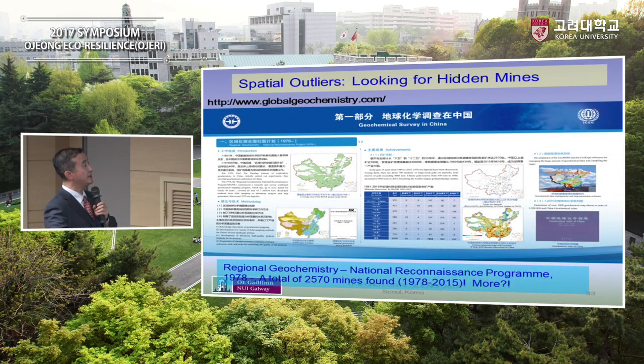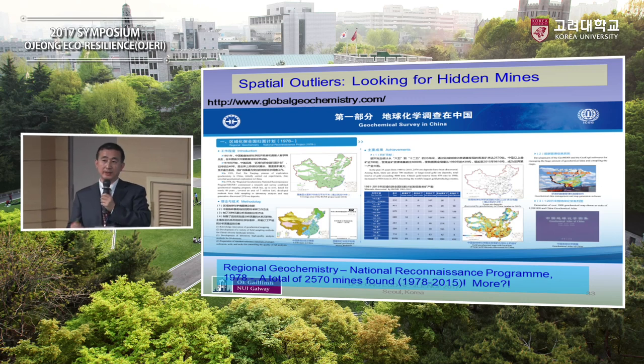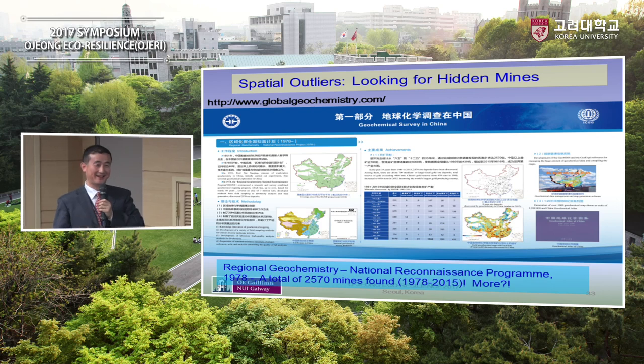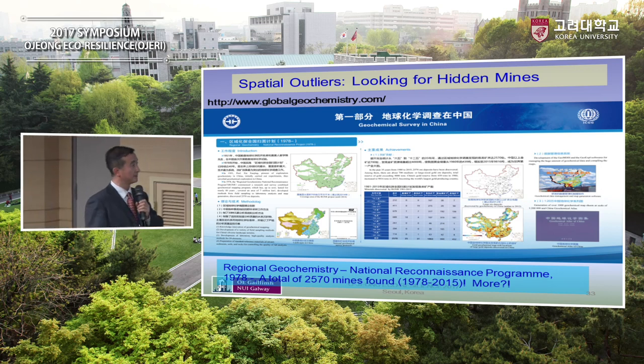And this idea can be used to find mining sites. Specifically in China, the geological survey there has already found more than 2,000 mining sites based on geological survey using geochemistry. I have suggested to them to use the idea of a spatial outlier to try to find more hidden mining sites in China. I think it may also work here in Korea, to find hidden contaminated sites in Korea based on our national survey database or databases from various sources. So that's some kind of game you can play.